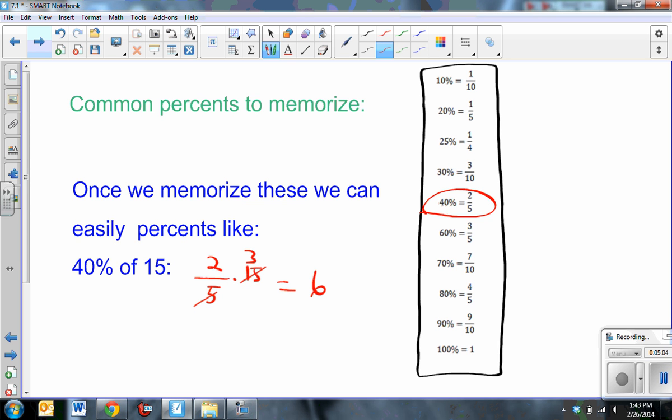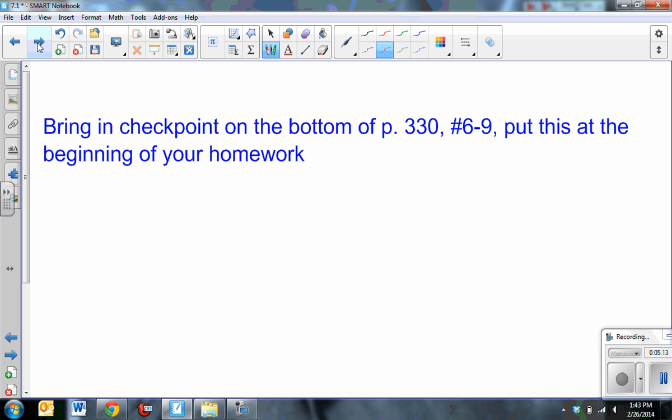Okay, so before you turn off the video, I want to make sure you've written all these percents down and that you begin to memorize them. I will ask you one-on-one. Okay, so the other thing I'd like you to do besides write down those conversions is to do the checkpoint on the bottom of page 330. There's 4 problems, and jot these down at the beginning of your homework. See you tomorrow.